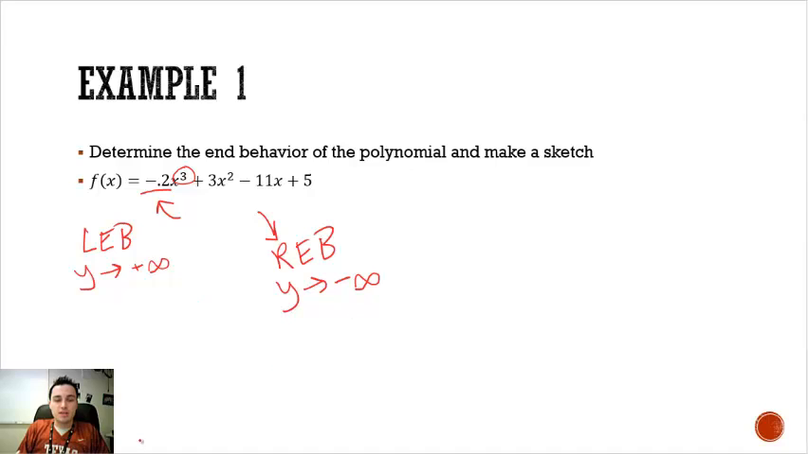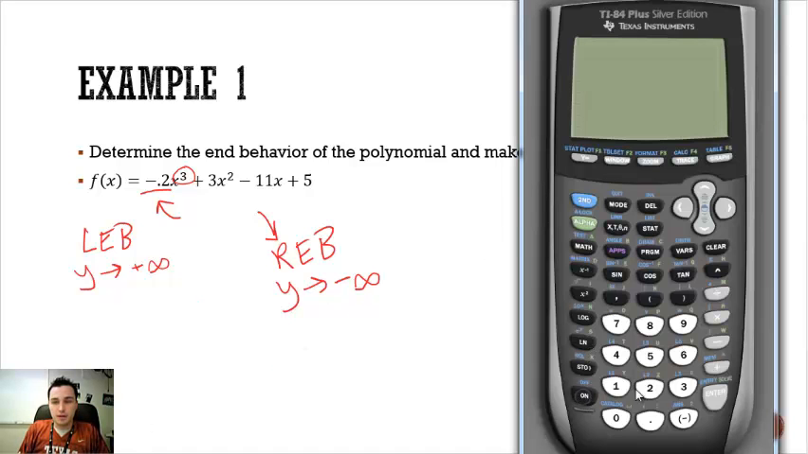Now let's sketch this. I'm going to pull up my little calculator here and type all this in. Okay, y equals negative 0.2 x cubed plus 3 x squared minus 11x plus 5.